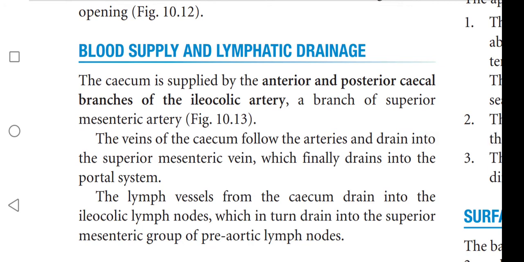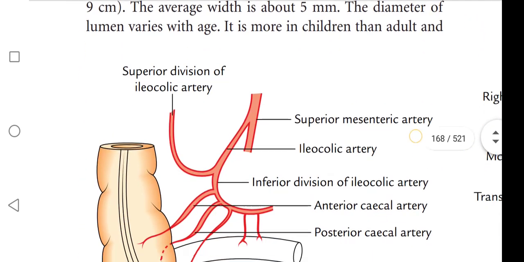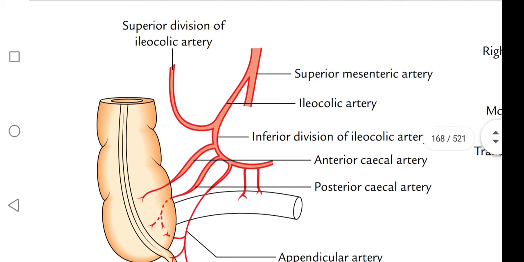The cecum is supplied by the anterior and posterior cecal branches of the ileocolic artery, a branch of the superior mesenteric artery. Once again, the cecum is supplied by the anterior and posterior cecal branches of the ileocolic artery, a branch of the superior mesenteric artery. I will show you a diagram so you may understand clearly.